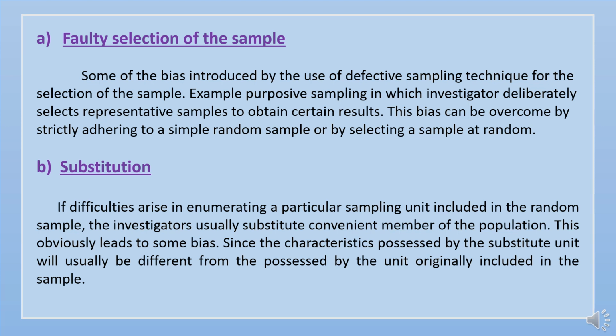Substitution. If difficulties arise in enumerating a particular sampling unit included in the random sample, the investigators usually substitute a convenient member of the population. This obviously leads to some bias since the characteristics possessed by the substituted unit will usually be different from those possessed by the unit originally included in the sample.